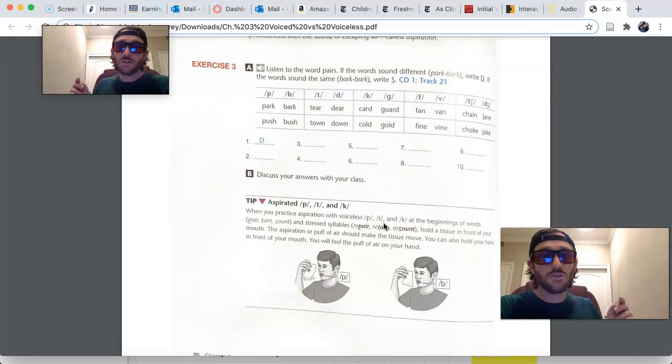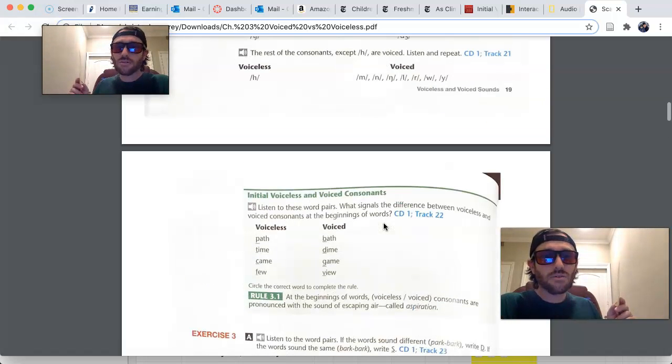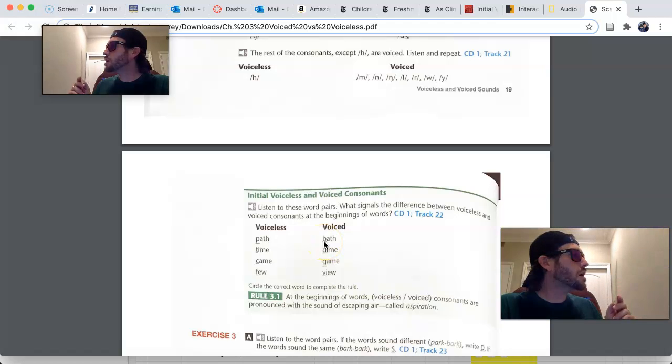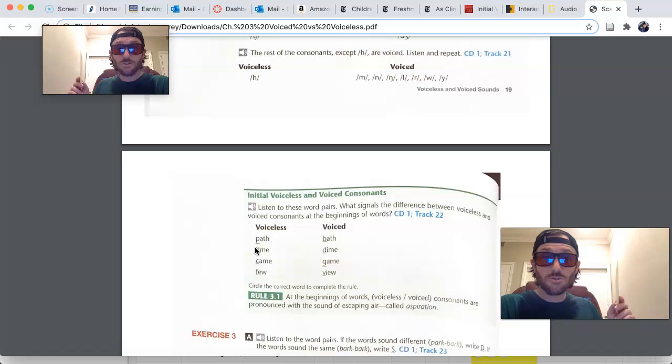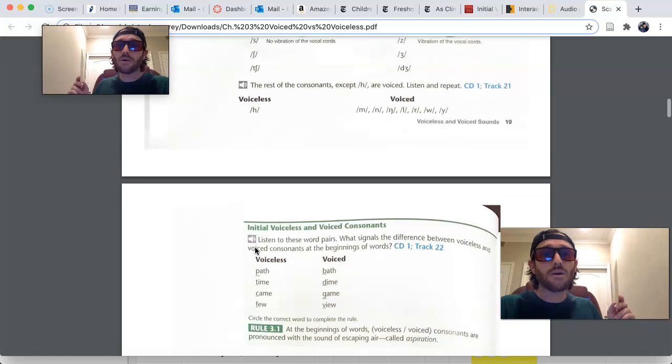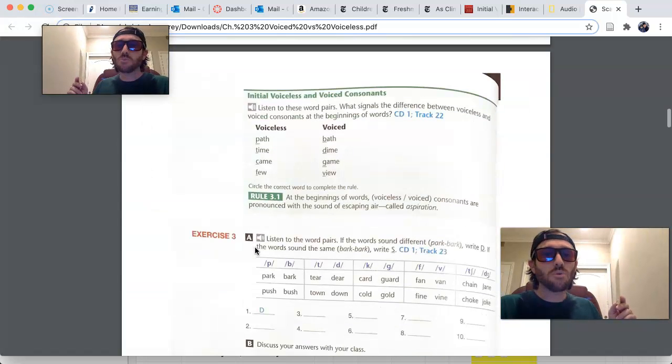Right? But if I do B sound, which is voiced, b, b, b. Back to P sound. P, p, p. Interesting how that works. We call that what? We call that aspiration. And aspiration goes with voiceless consonant sounds.